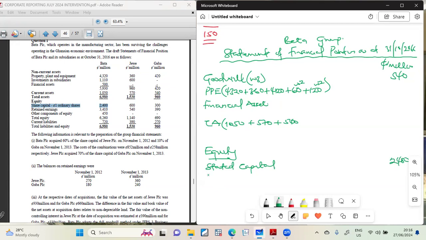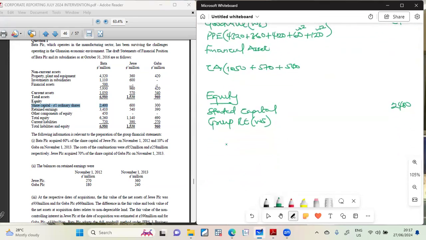Then the next thing is the retained earnings. That one will come via your workings 5, so you do group retained earnings from workings 5 down. Then the next one is your OCE, and the OCE here is 450. So that is that. You get your total equity. Then you bring in your NCI, which will come via your workings 4, so you can drop it.